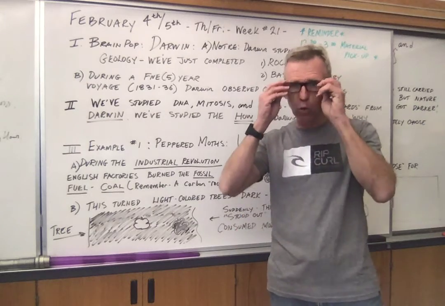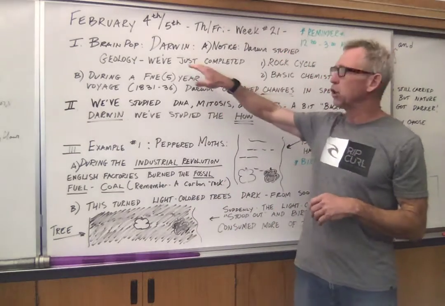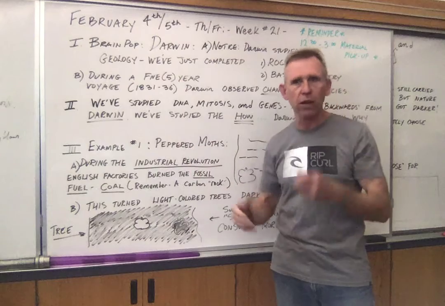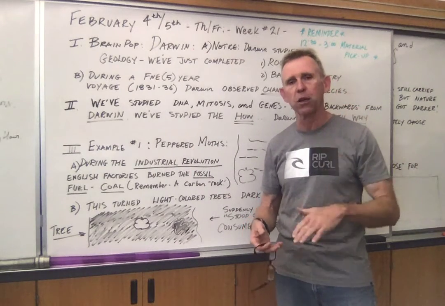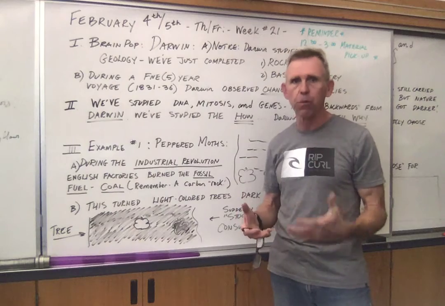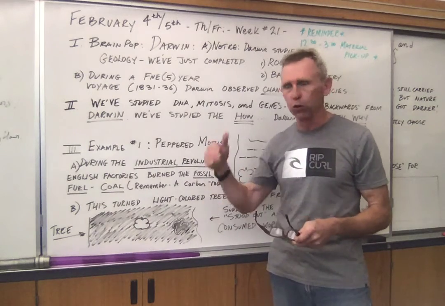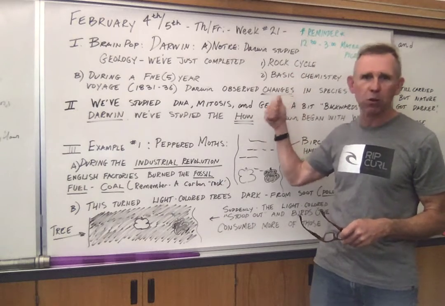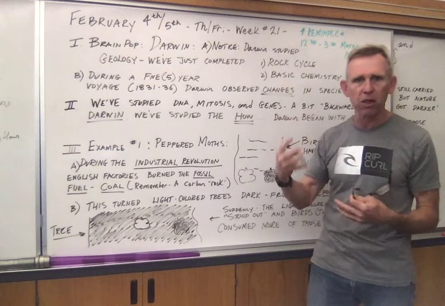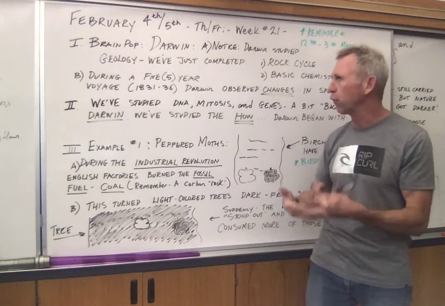So let's check out a quick overview of this. First of all, in geology, we talked a little bit about the rock cycle. Very important to check out the rock cycle because the sedimentary layers give us fossil evidence for evolution, for slow change over time. We also talked a little bit about, again, the basic chemistry, the base pairs of DNA, the 4 base pairs that make the code of life.